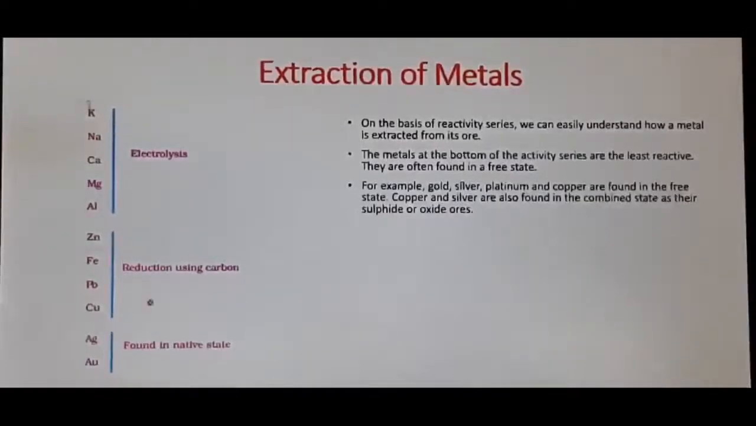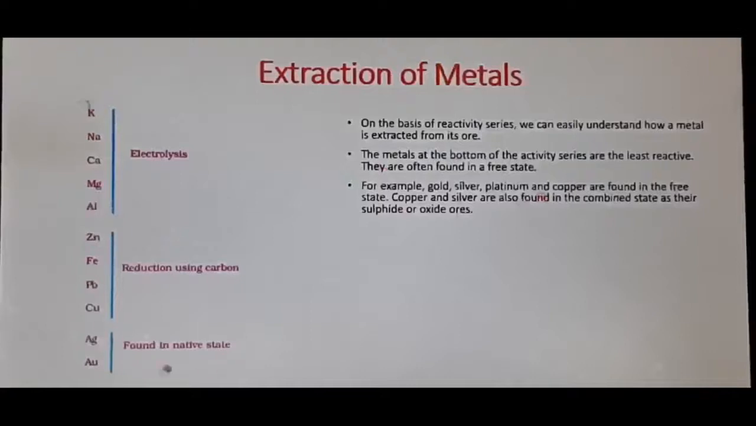In the third one, these metals are very less reactive. They are unreactive, we can say. We have already discussed while doing the reactivity series that these elements below hydrogen are very less reactive. Then the middle one, like zinc, iron, lead and copper, are moderately reactive elements. And potassium, sodium, calcium, magnesium and aluminium are highly reactive metals. Based on this, we'll understand how metals can be extracted.